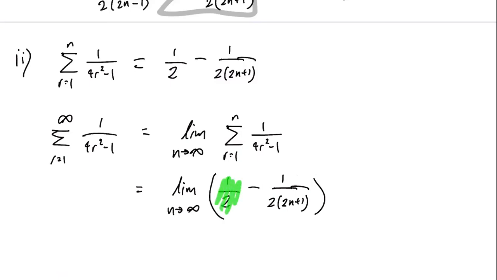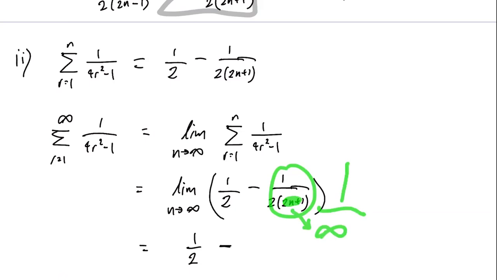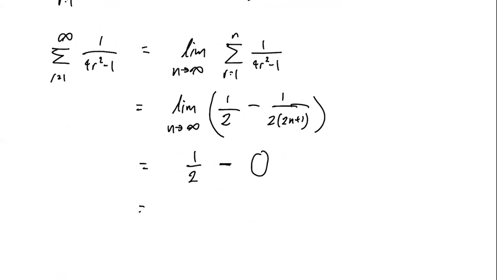Then this half is independent of the n, so it's not affected. So the half remains as a half as n goes to infinity. Subtract away this guy. What happens as n goes to infinity? The denominator becomes very, very big. So it's 1 over infinity, which actually essentially goes very, very close towards 0. When you take the limit, it will be exactly equals to 0. Okay, so half minus 0, and your answer will be a half. Done.